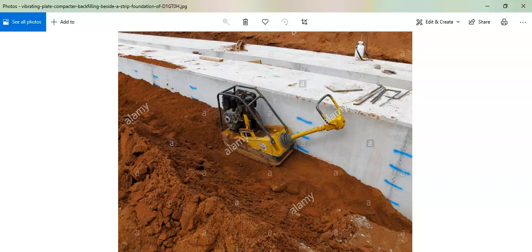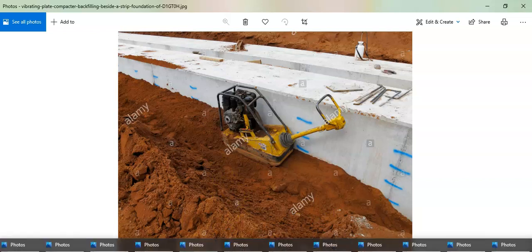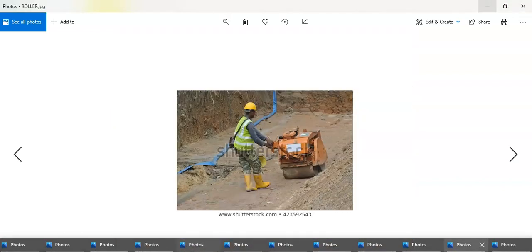But if the distance is very long in the pipe laying, we use bigger machines, and these days most of them have remote control. You don't need a man to handle it. It will roll on its own with a remote control. You just let it go. It goes forward until the soil is compacted to the specification.